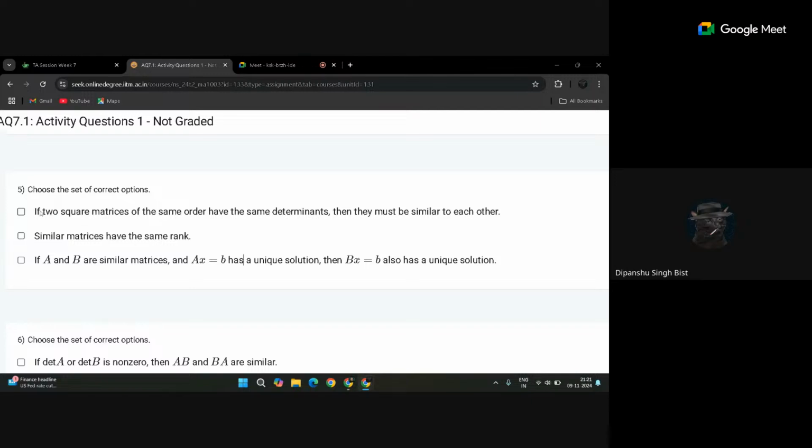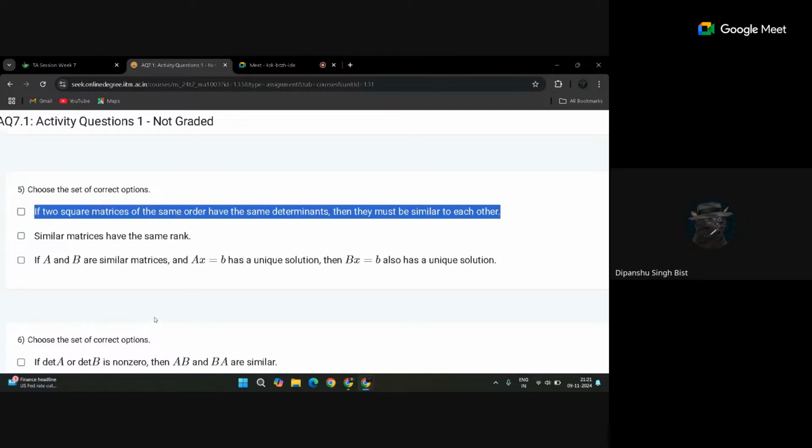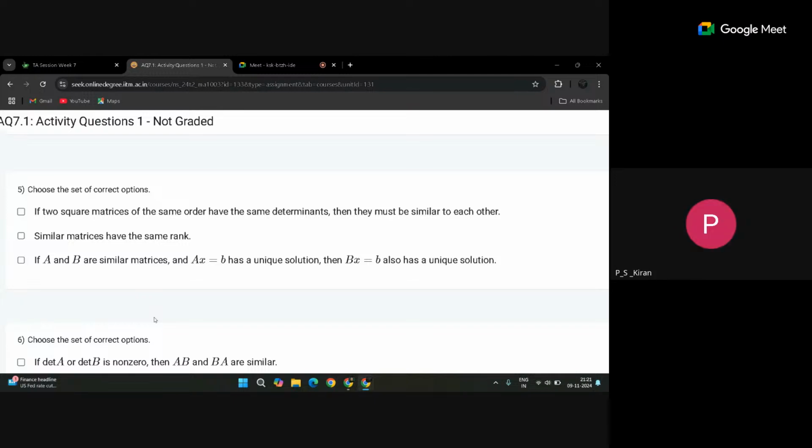Any counter example? Sir, a matrix and its REF form. If we do some row operations, then the determinant will change. But still, a matrix and its REF are actually equivalent with each other and their determinants are not the same. Is there any other example? Because that would not be a correct example.